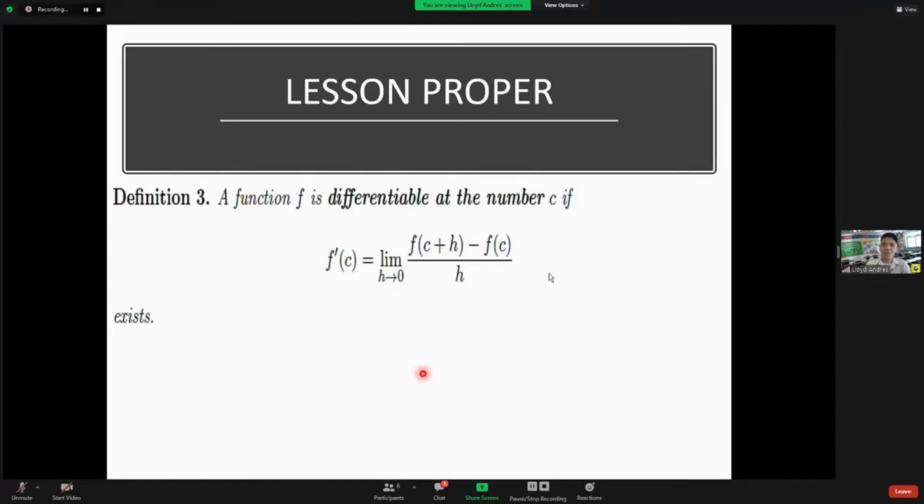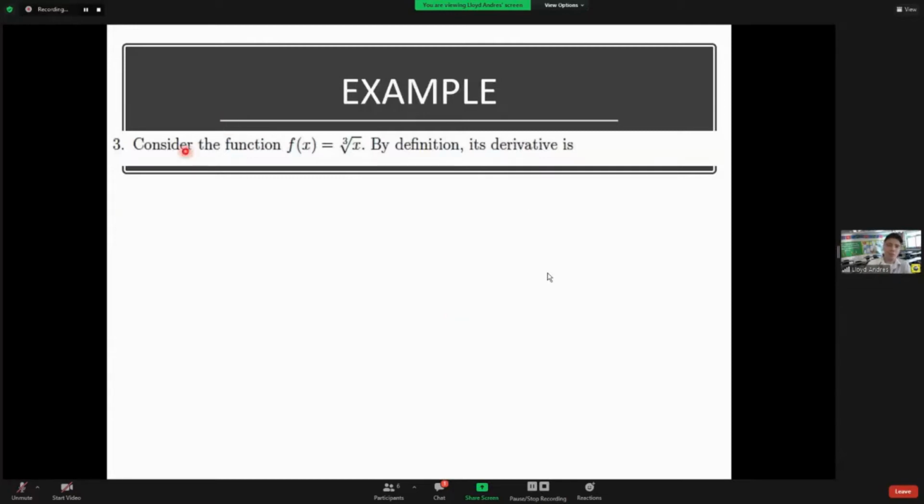So basically, you can call a function differentiable at c if its left limit and right limit are equal. So now it is clear: it is differentiable if the derivative exists. The derivative exists if the limit exists. The limit exists if the left limit and right limit exist and are equal. So, let's have an example.